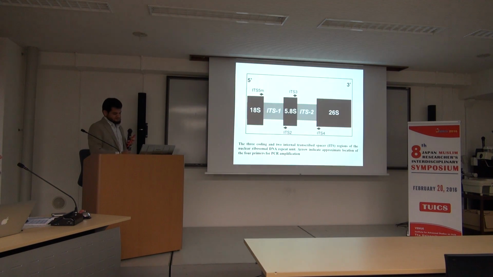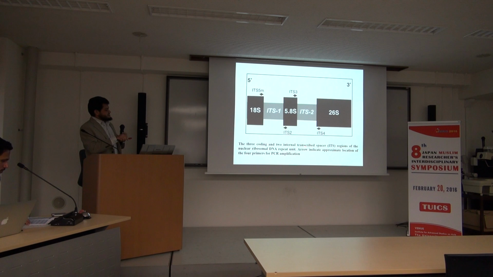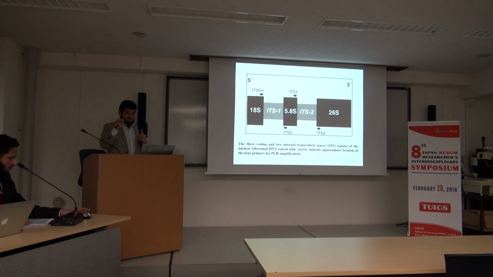Another marker is the internal transcribed spacer, ITS. The size of the ITS gene is very specific, species specific actually. It varies with the species. So one can easily distinguish the species, even those overlapping with other species.